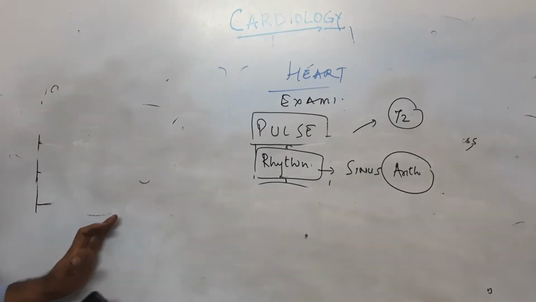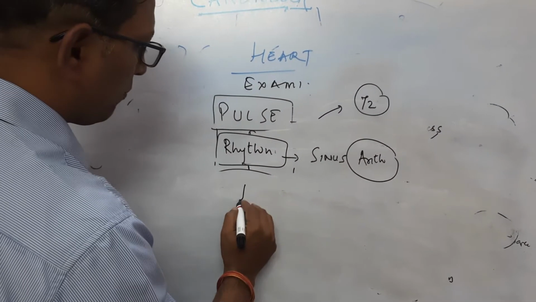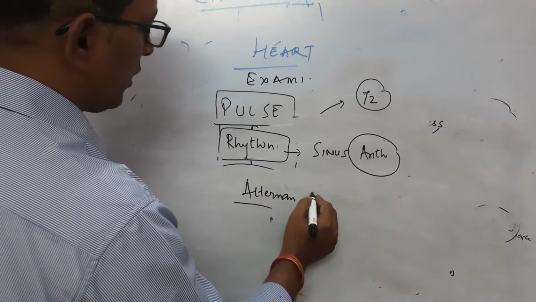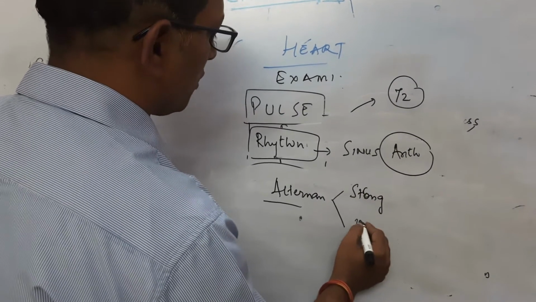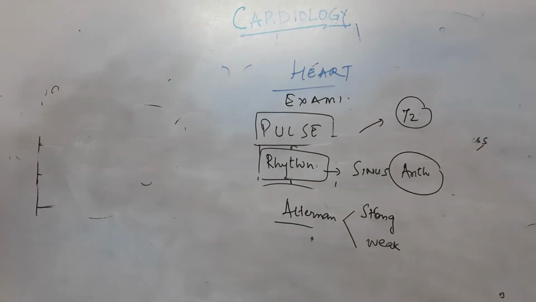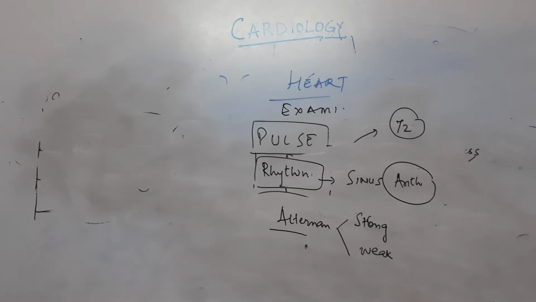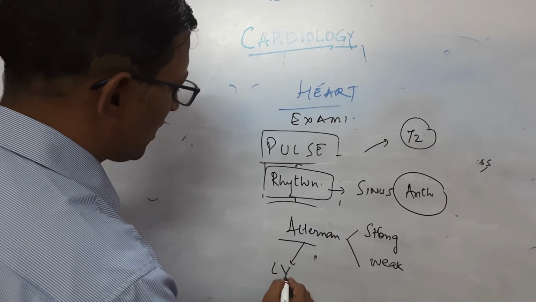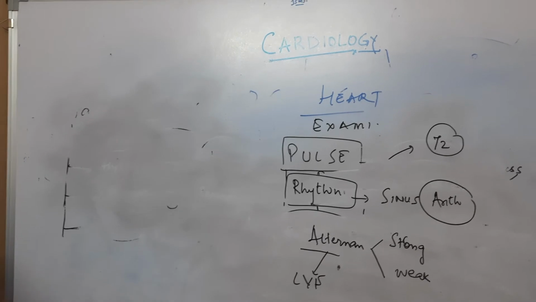Now the other important pulse is pulsus alternans. Pulsus alternans is when you have strong and weak pulses together. This is found in left ventricular failure. This is the most important question which has been asked many times about left ventricular failure: which pulse is being formed? This is the pulsus alternans.